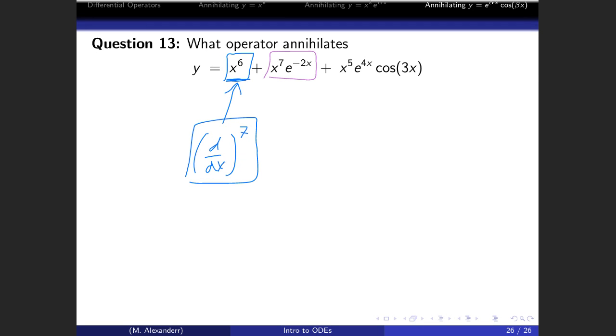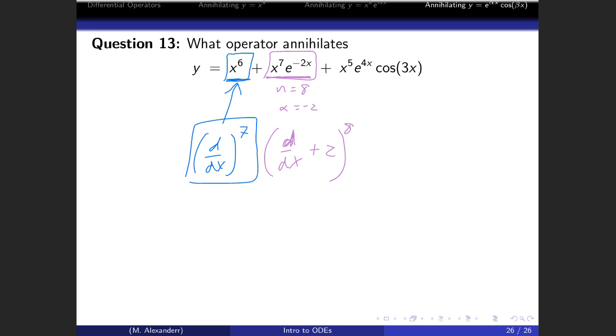All right, so here we have to identify the n. So the n is going to be equal to 8. Alpha is going to be equal to negative 2. And so the operator that we care about is the following. So it's going to be d dx plus 2, and then this is going to be raised to the 8th power. Okay, so this is the second type of operator that we talked about. And so this purple operator is the operator that eliminates the purple function.